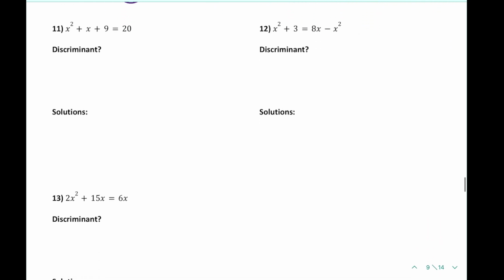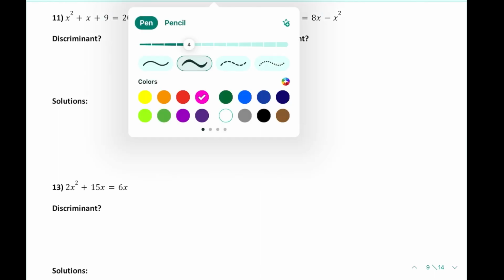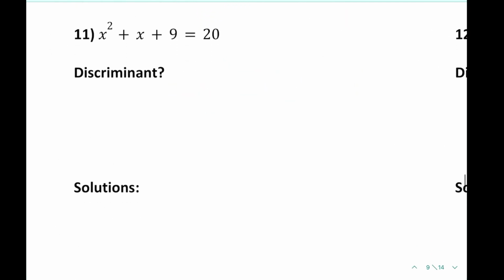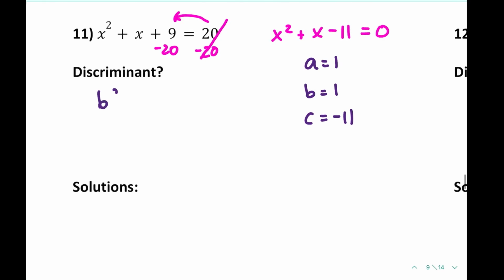Okay, a few more. I know this is long, I'm sorry. Okay, so number 11, I need to get everything to one side because right now nothing's set equal to 0. So I'm gonna move over the 20 by subtracting it. So I get x squared plus x minus 11 equals 0. Now we need the discriminant, which we get by finding each variable. So let's see, a equals 1, b equals 1, c equals negative 11. So I can find the discriminant, b squared minus 4ac.